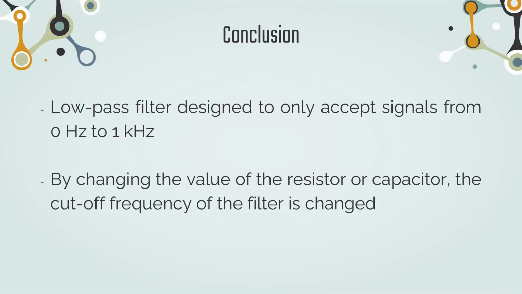In conclusion, the main objective of this coursework is to implement the design of a low-pass filter to pass only 0 Hz to 1 kHz signals. By changing the value of the resistor and capacitor, the cutoff frequency point of the low-pass filter can be changed accordingly.